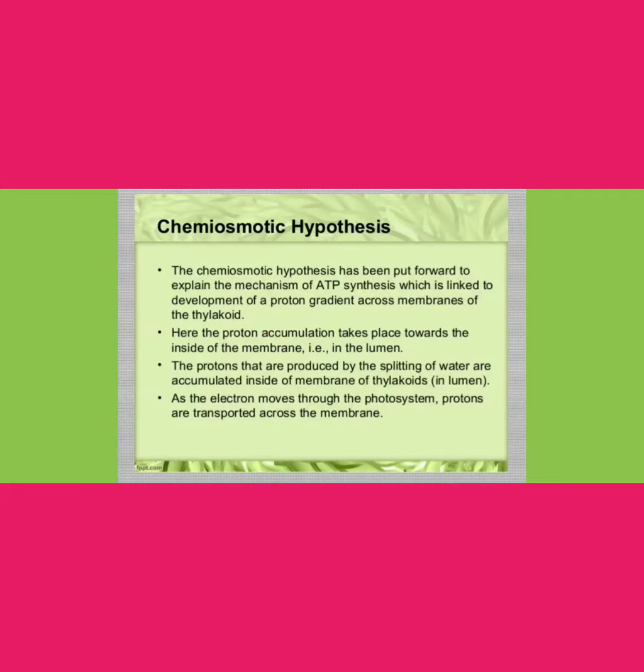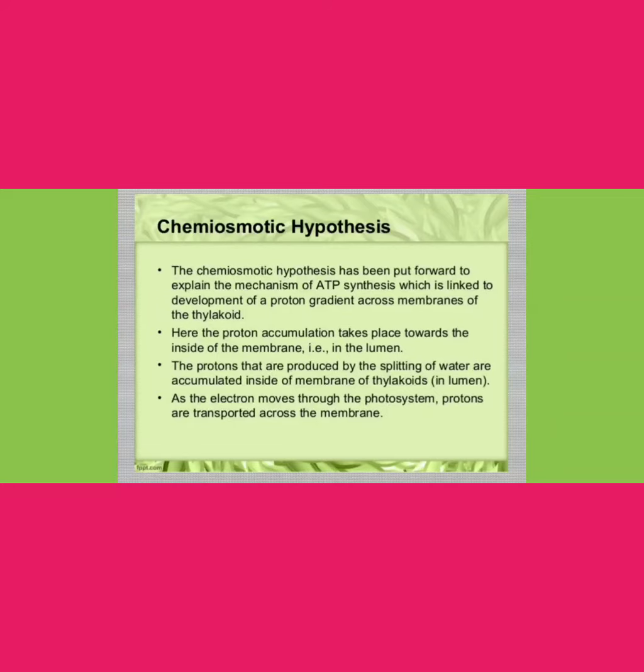That is, due to cyclic or non-cyclic electron transport, gradually the proton concentration is increasing in the lumen region compared to the stroma. So due to this, the protons try to jump from the lumen region into the stroma region, but the thylakoid membrane is impervious. It does not allow the protons to move. But with the help of a protein called ATPase, the protons move from lumen to the stroma region.